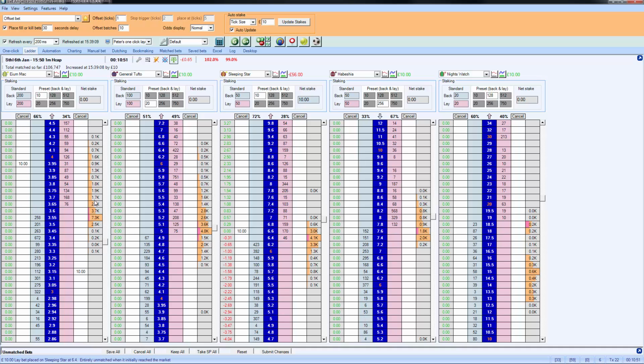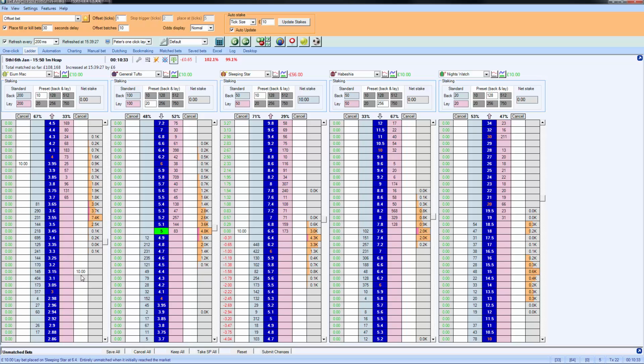But if you want to back at the lay price, you have to back where there is none of these numbers here. And if you want to lay at a price that isn't available, you need to lay where none of these numbers are. So you can see this order is just moving slightly against us. But we'll leave that there for the moment, because hopefully that will get matched in a second.